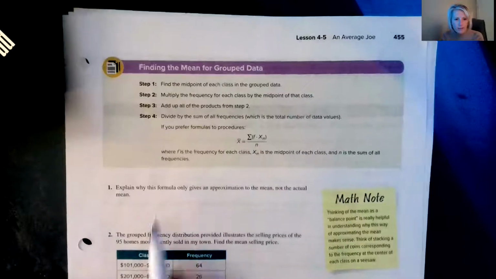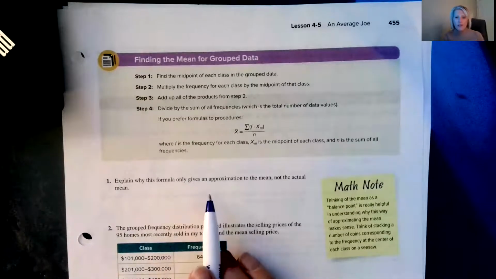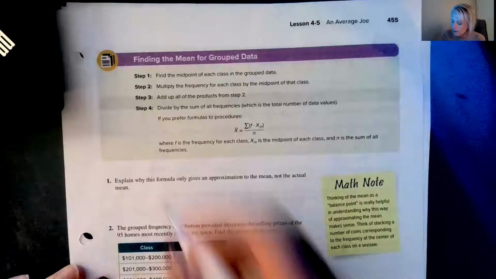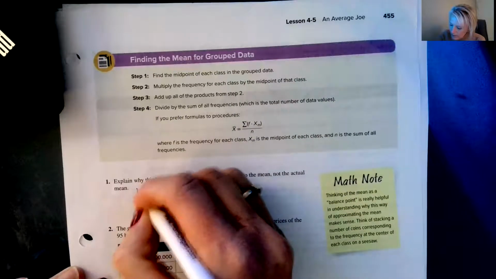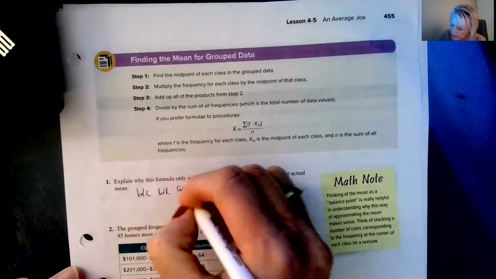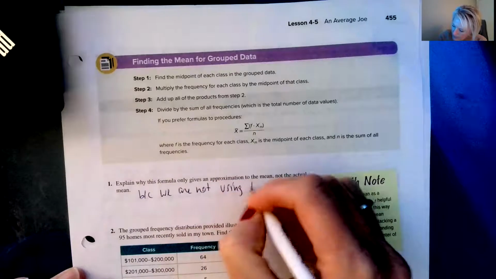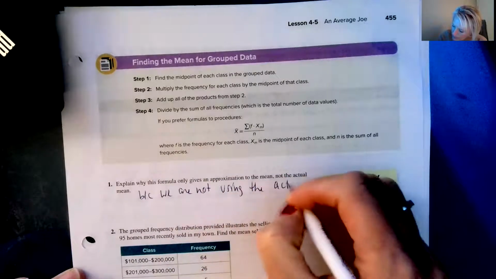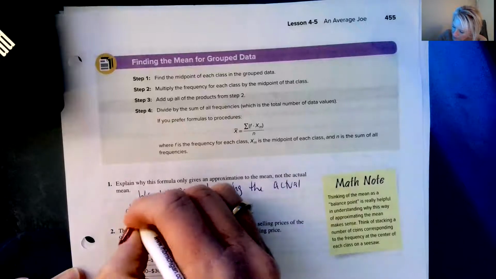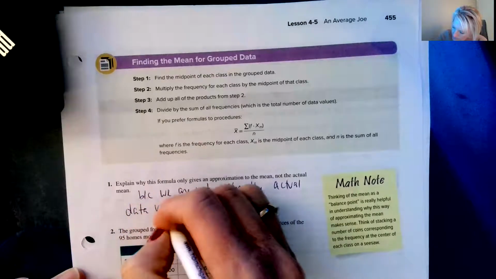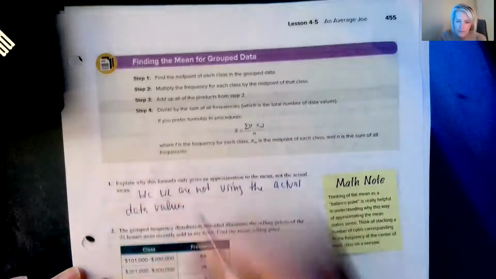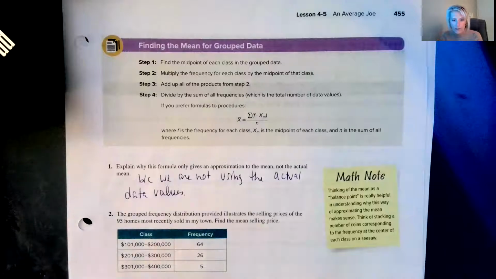Number 1 here says, explain why this formula only gives an approximation to the mean, not the actual mean. And that's because we are not using the actual data values. We're using midpoints to represent them.